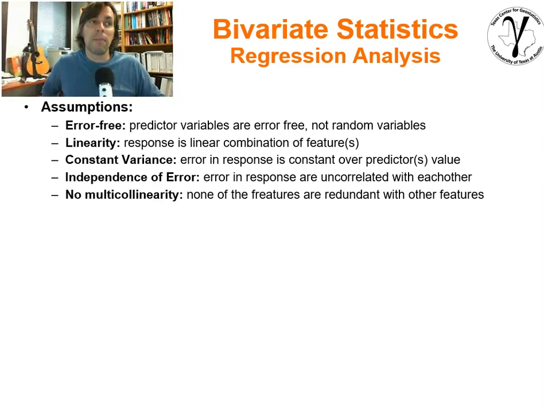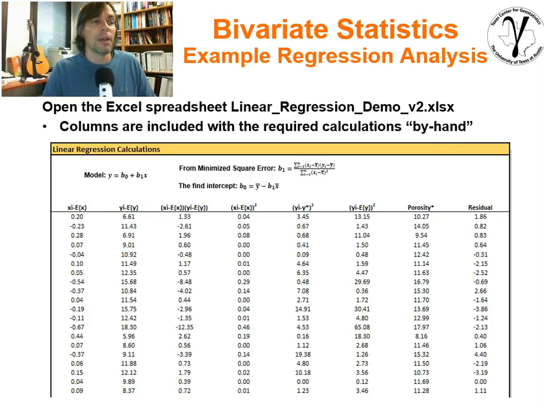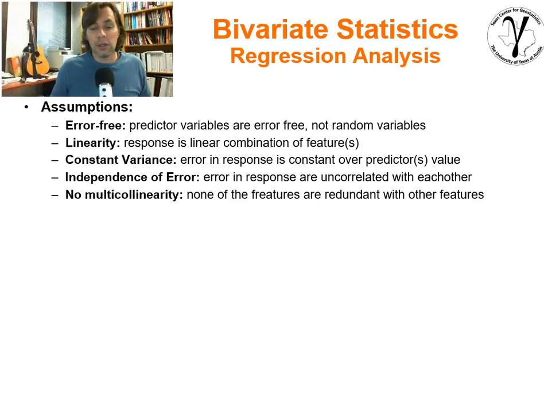There's no systematic or correlated error within the response, and there's no multicollinearity, which means that each of the features provides unique information. None of them are combinations of the other features. Now you notice in this description I've kind of switched back and forth between feature or predictor. They're synonymous with each other. Okay, so given all that, we can go ahead and build this model and use it.